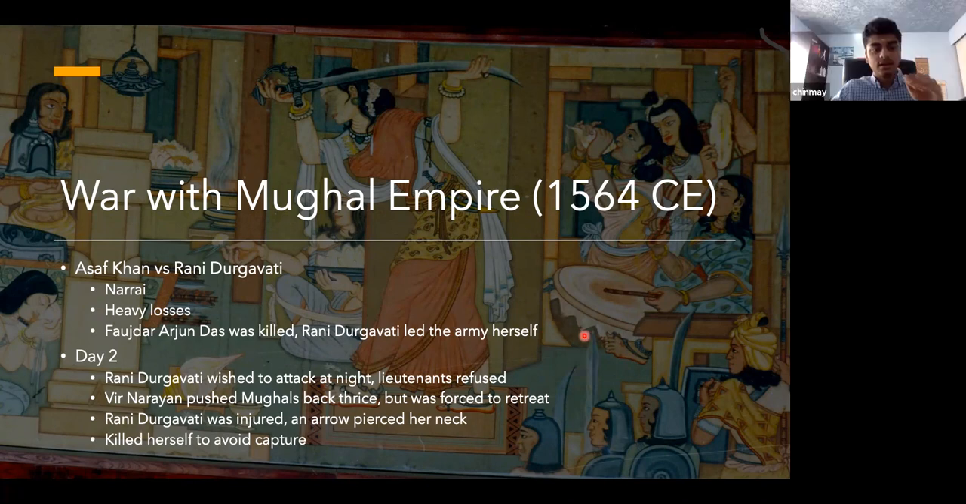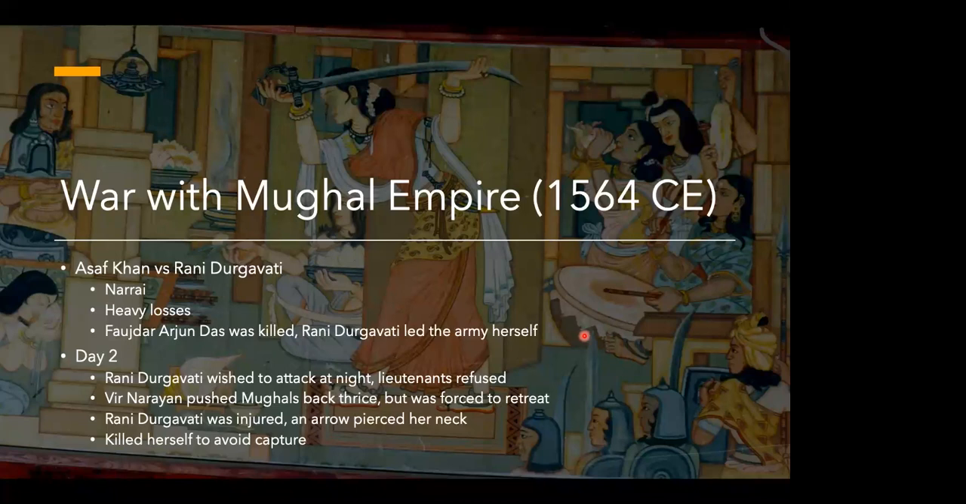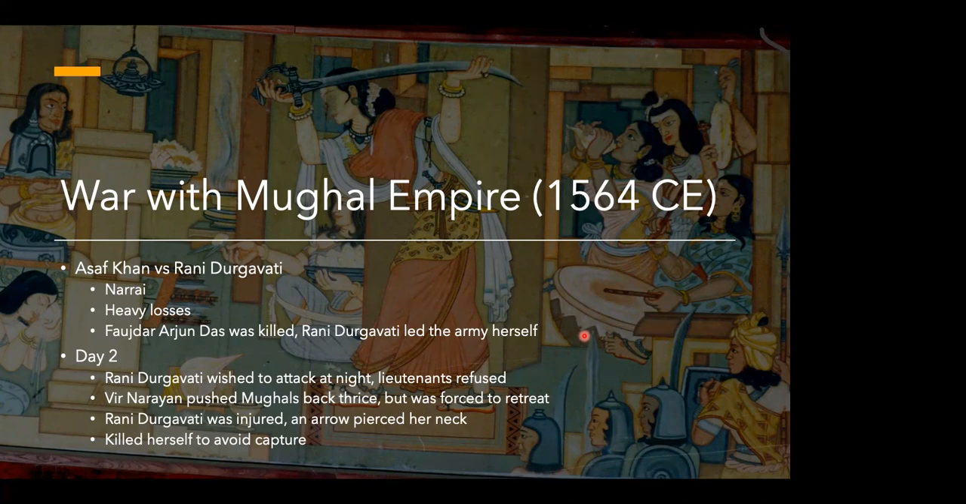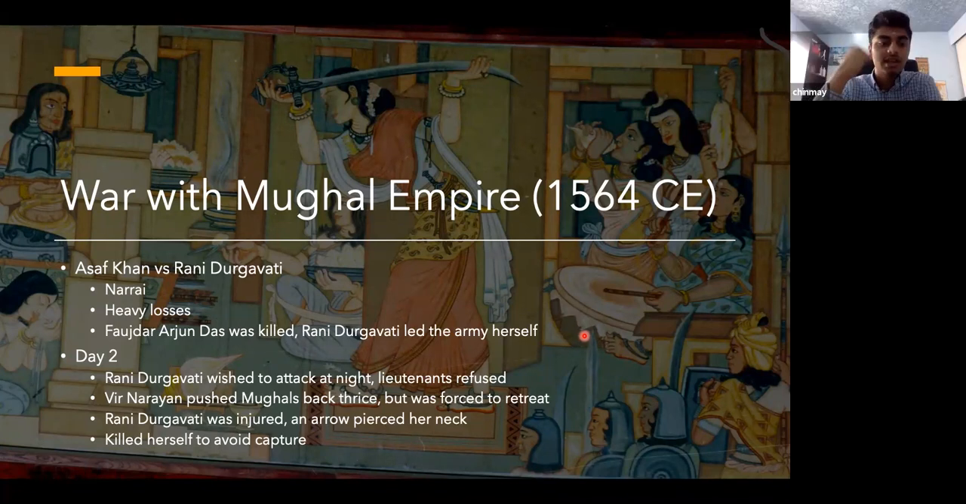Rani Durgavati then invaded the Mughal invaders that were there. And Veer Narayan, who was Rani Durgavati's son, went on and pushed the Mughals back 3 times, despite having fewer numbers. But she was forced to retreat. After Veer Narayan retreated, Rani Durgavati was injured, an arrow pierced her neck, and she fell unconscious for a while. After she got back up, she realized that the war was lost. The Mughals were holding her location, and she killed herself in order to avoid capture.